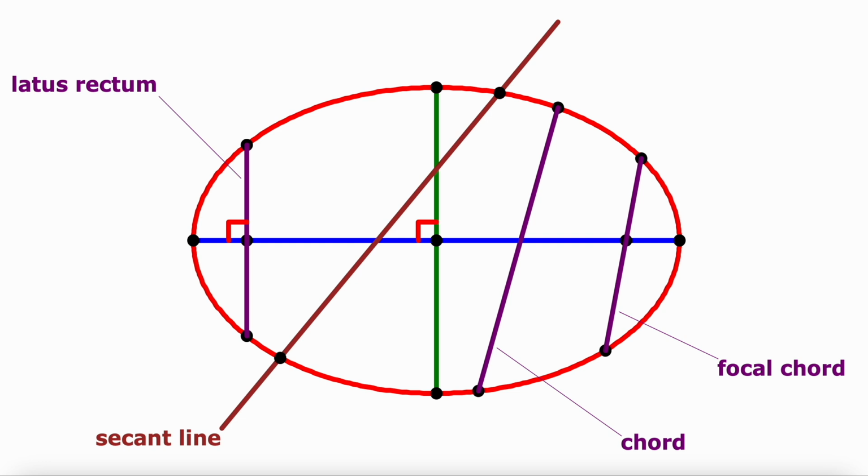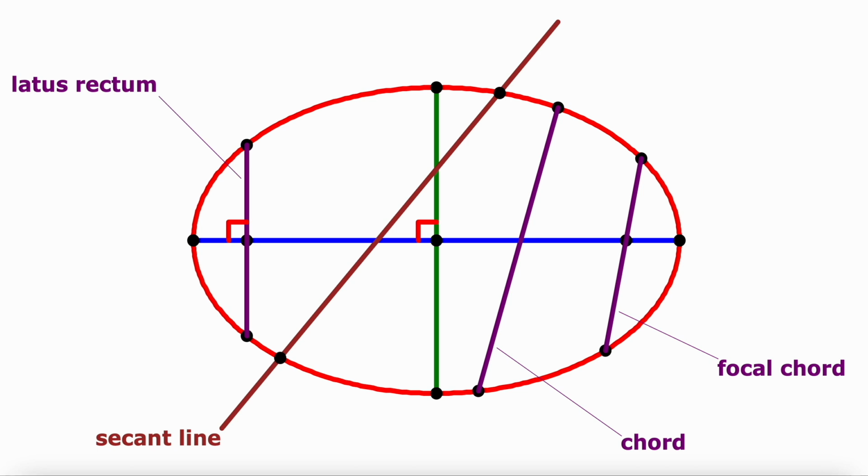A chord is a line segment whose endpoints lie on the ellipse. The longest chord is the major axis of the ellipse. Focal chords, the major and minor axes, and the two latus recta of the ellipse are special types of chords. An ellipse can have infinitely many chords.